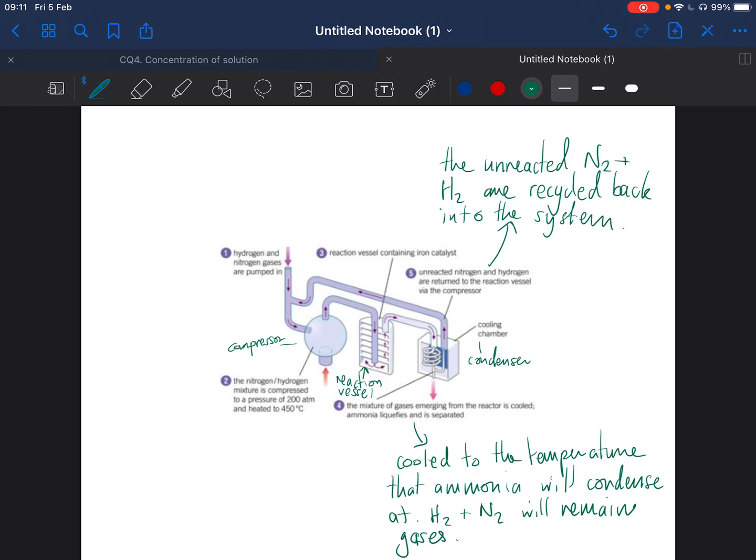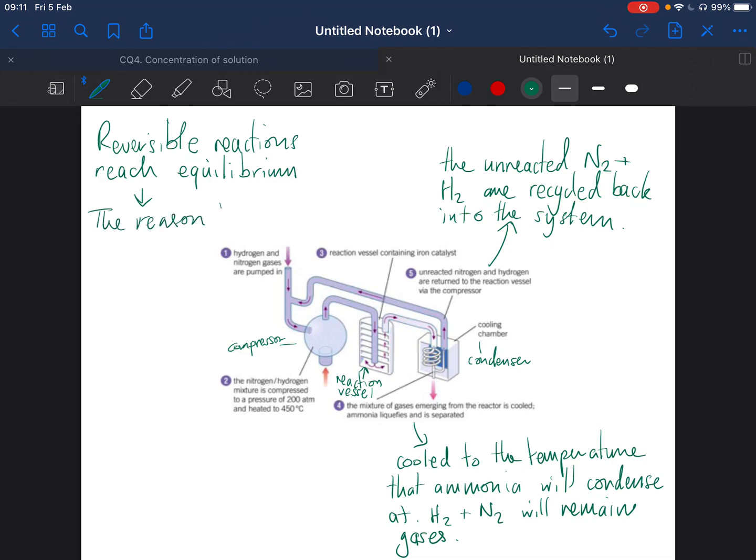Now remember, the reversible reaction that is used will reach equilibrium. And this is the reason the H2 and N2 are recycled, because they're still there, because they will still be in that reaction mixture.